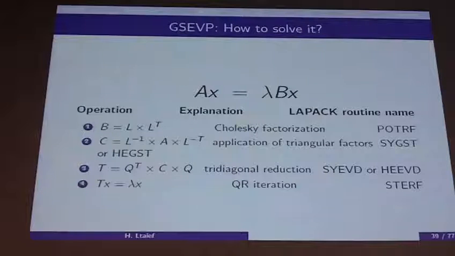And if you look at this equation, there are 4 steps basically to solve it. Again, you do a Cholesky factorization on your matrix B. You apply those triangular factors that you just computed to the left-hand side of your equation A. When you get this modified A now, you reduce it to tridiagonal form, okay? And once you have this tridiagonal form T, you apply this QR iteration from LAPACK. You just call LAPACK here to get the corresponding eigenvalues.